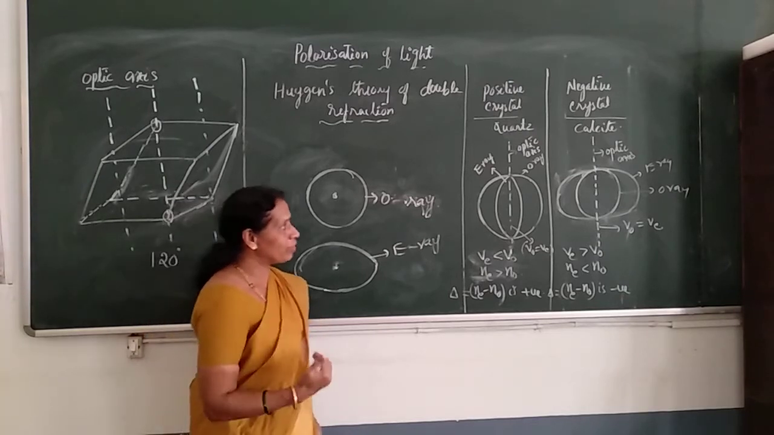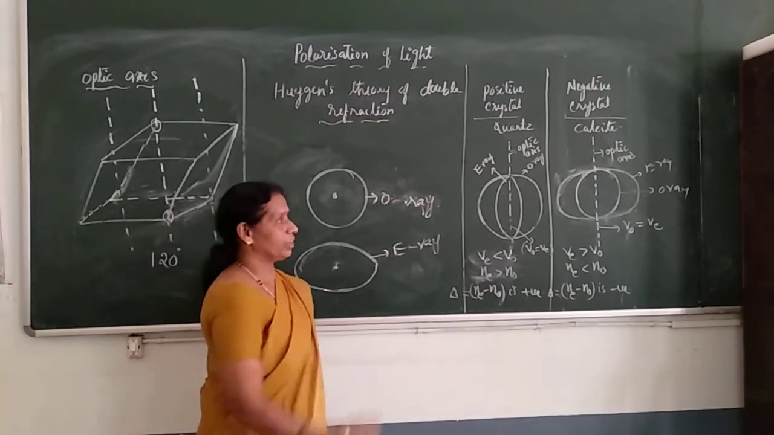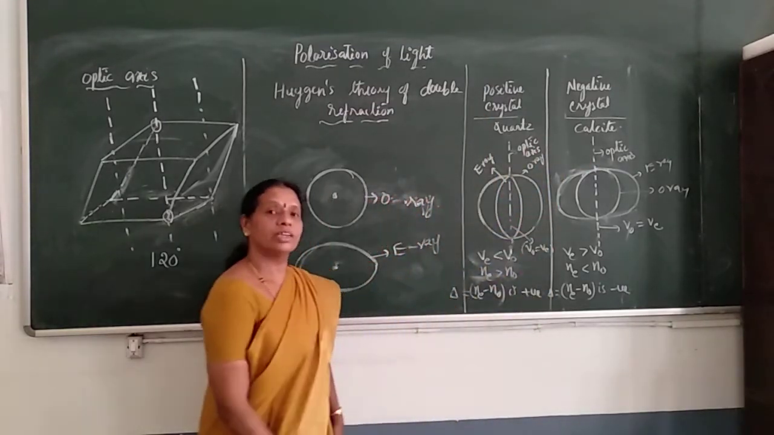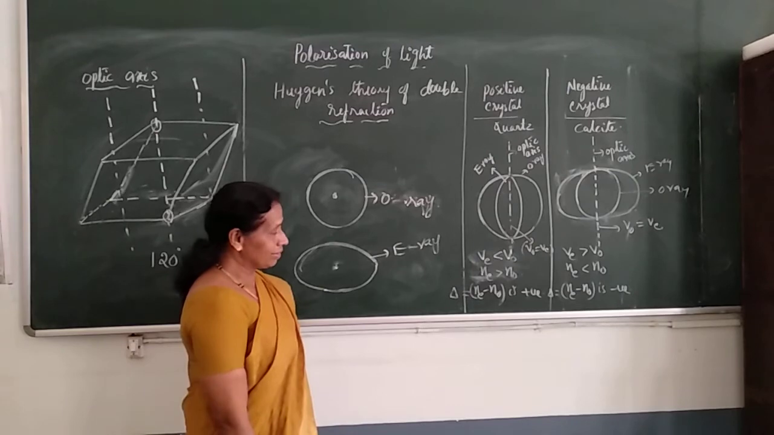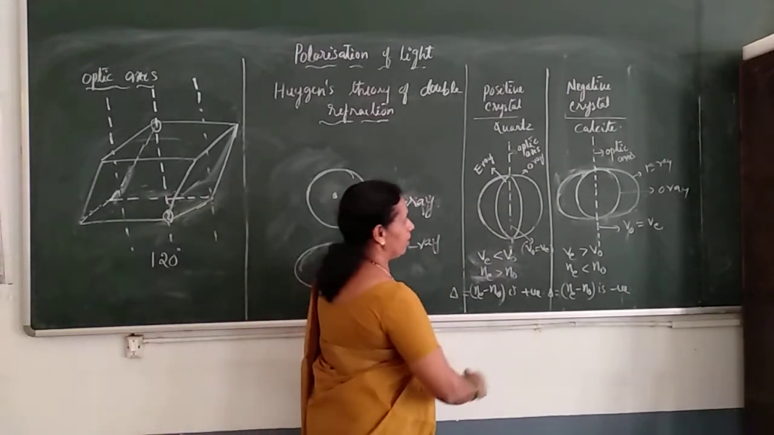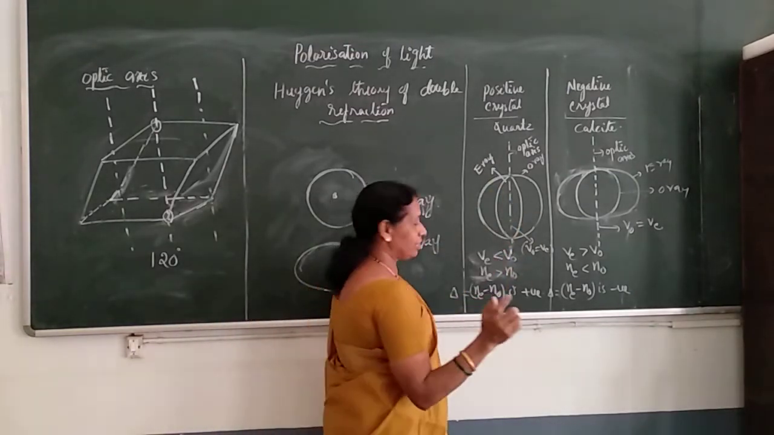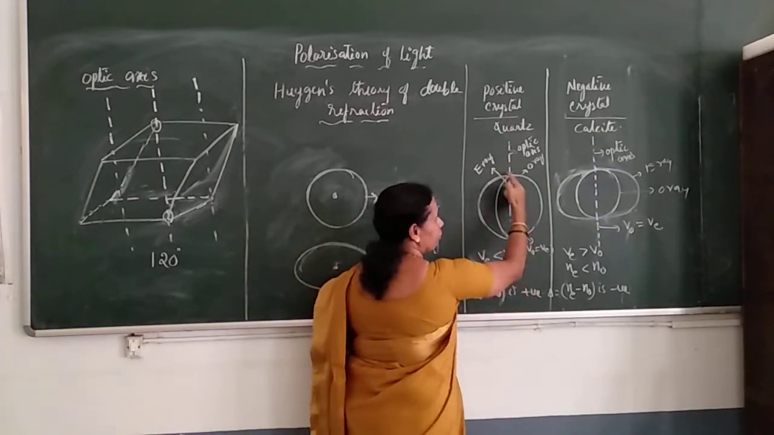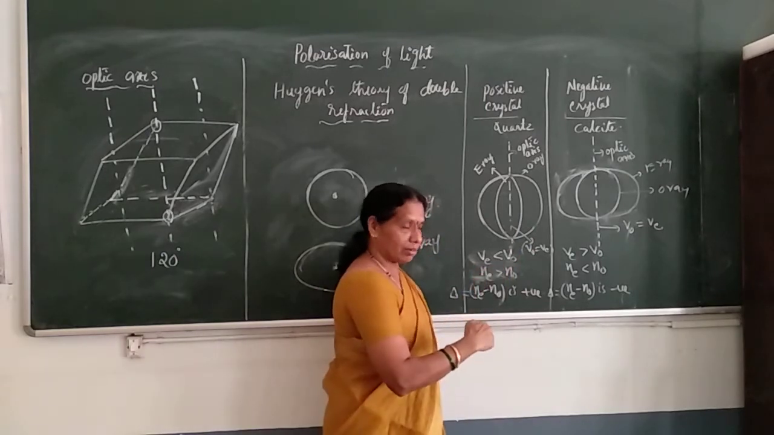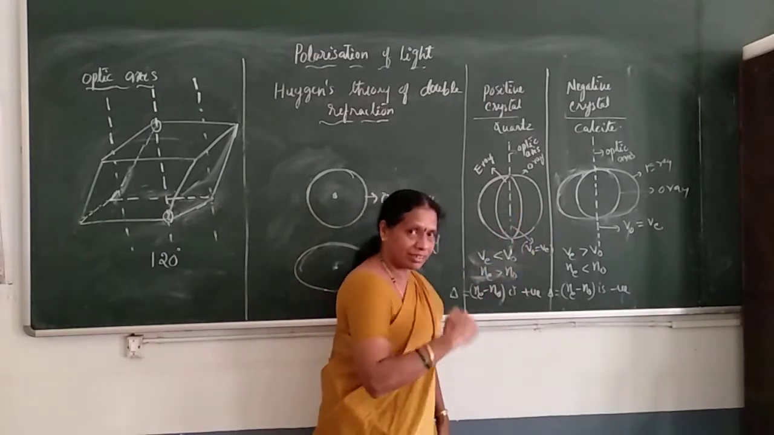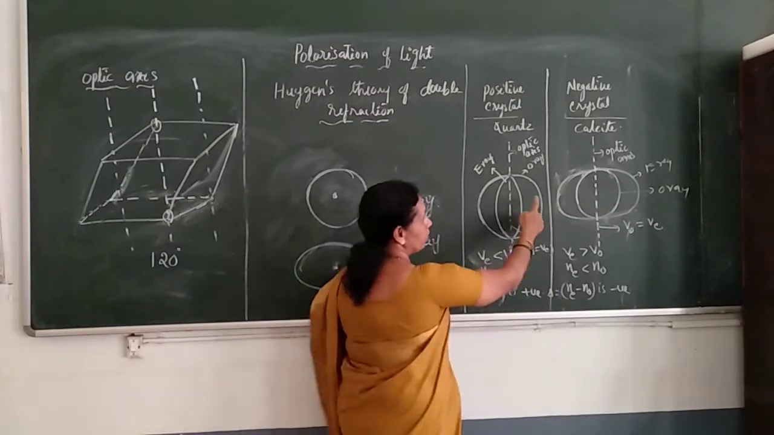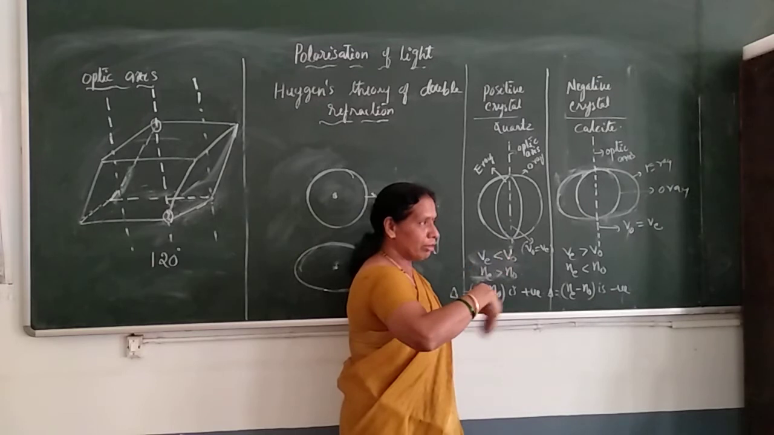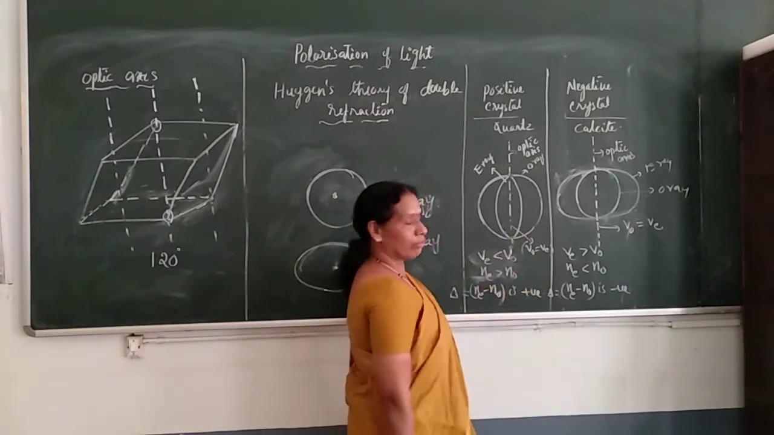Now let us see what are the differences between positive crystal and negative crystal. The example for positive crystal is quartz, that for negative crystal is calcite. See here, in case of positive crystal, this is a diagram. You can see here the wavefront of E ray, the elliptical wavefront, is well within the spherical wavefront. Spherical wavefront is for O ray, elliptical is for E ray. The elliptical wavefront is well inside that of the spherical wavefront.